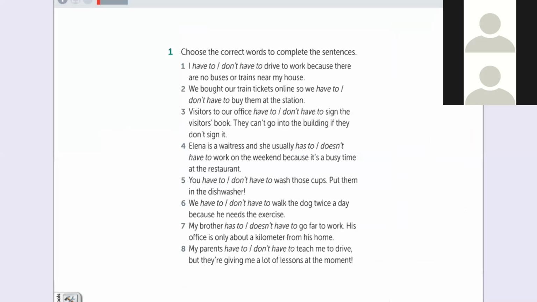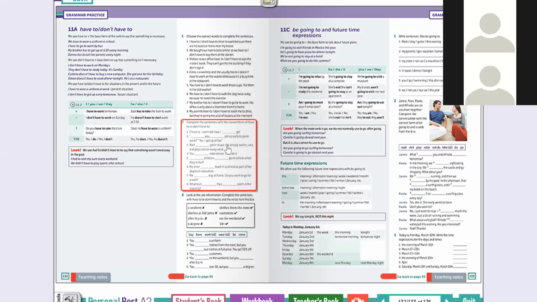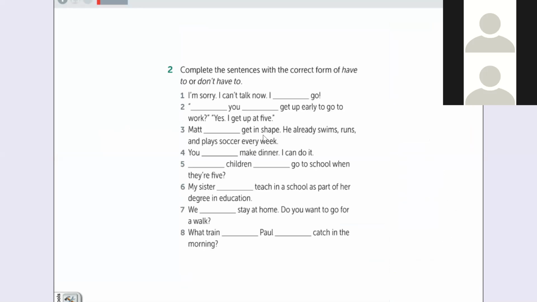De estas no hay interrogativos, mister. Yes. That's it. So these ones. So look, can you see? Complete the sentences with the correct form of have to or don't have to. Can you please help me with this? On your notebook. I want you to do it on your notebook because I want you to understand the difference. Okay? Complete the sentences with the correct form of have to or don't have to.